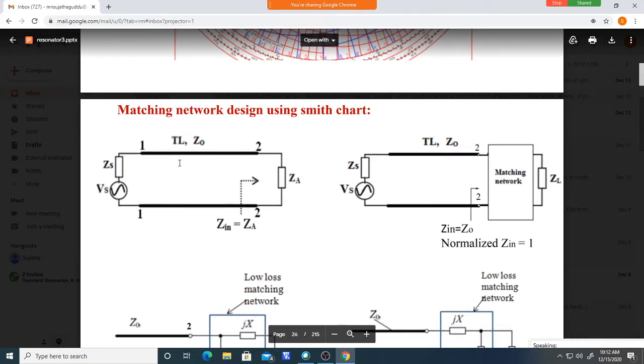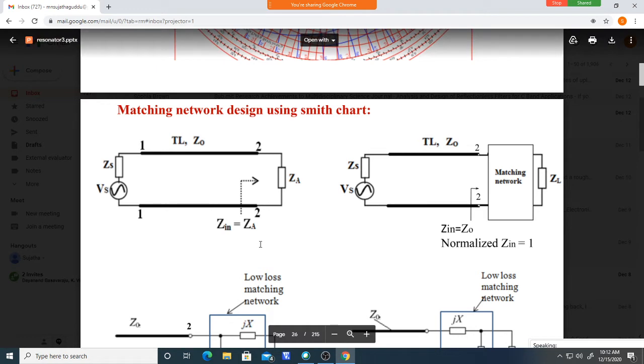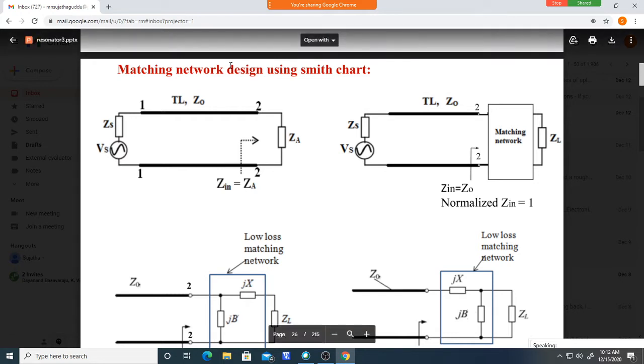So here, matching network design using the Smith chart. That is, particularly, we are looking at an L matching circuit. Matching network design using the Smith chart.